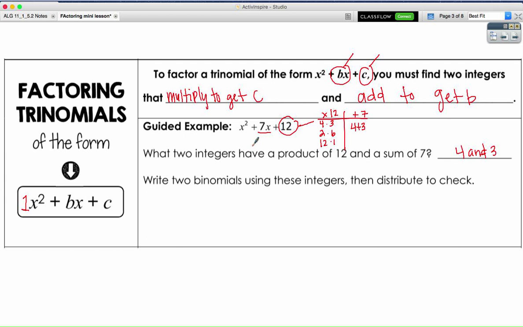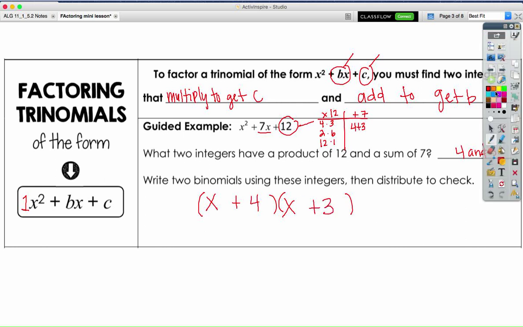So using that information, we're taking this trinomial and working backwards to figure out what two binomials would be multiplied to give us that. So x squared came from x times x. And then we know that our factors were a positive 4 and a positive 3. Once we have our factors, we can use the distributive property and multiply it back out to see if we arrive at our original problem.